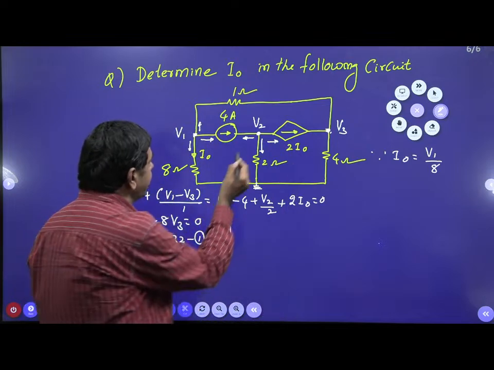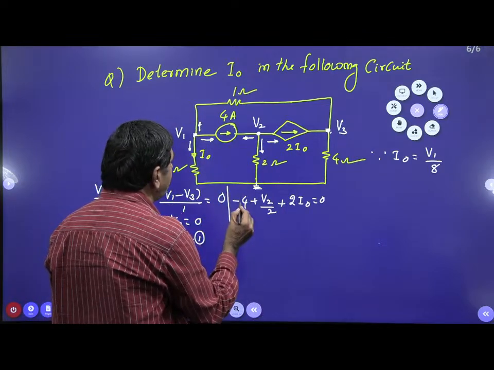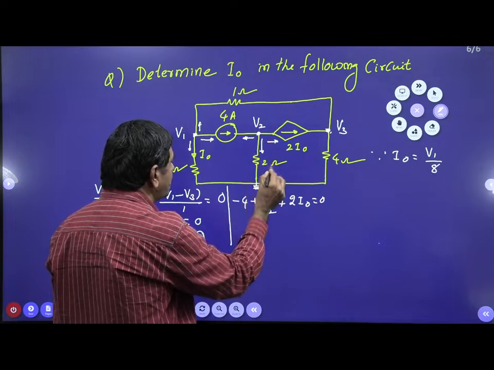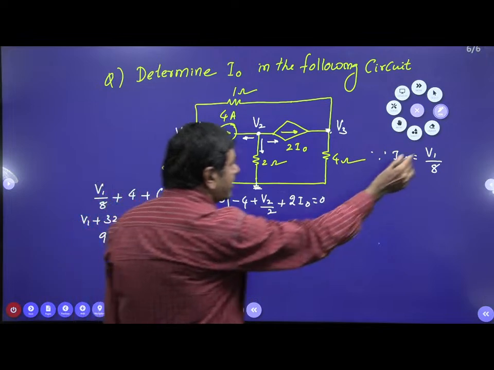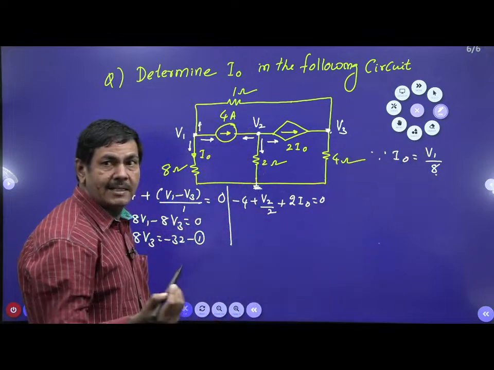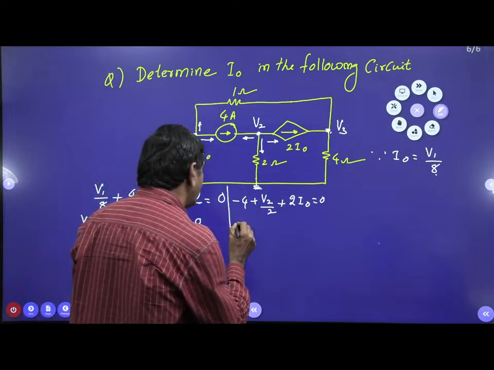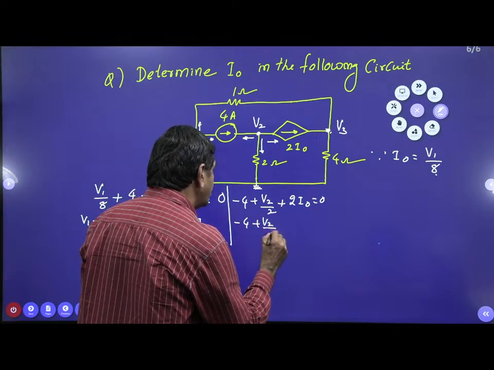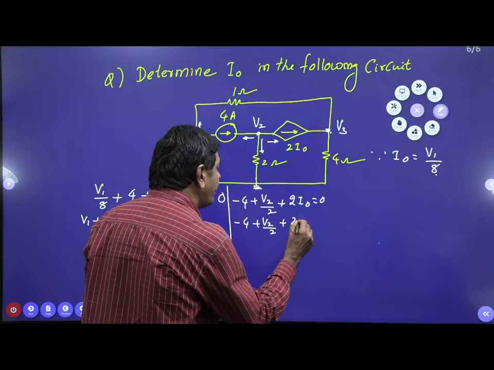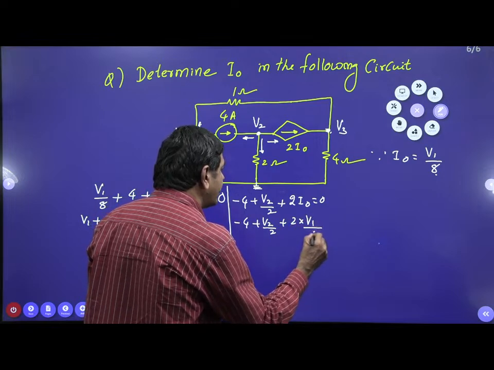You watch once again. This current is minus 4. This current is V2 by 2. This current is 2 I naught. But we know very well what is I naught? V1 by 8. Directly I can substitute here now: minus 4 plus V2 by 2 plus 2 into V1 by 8.